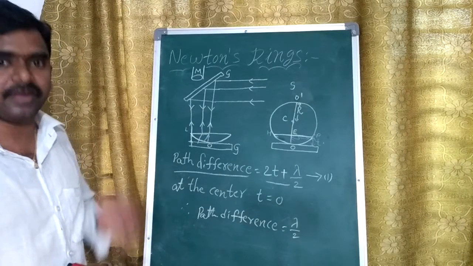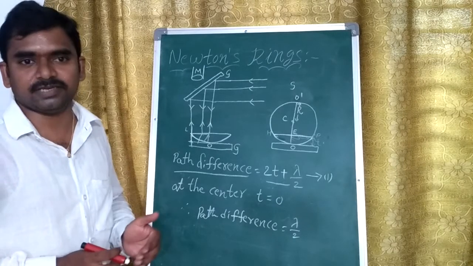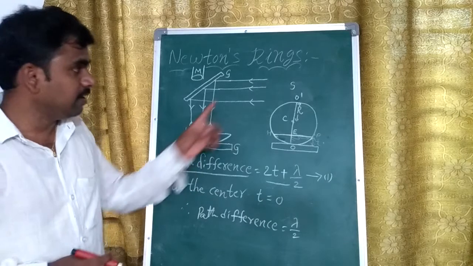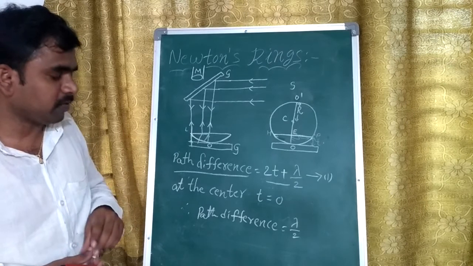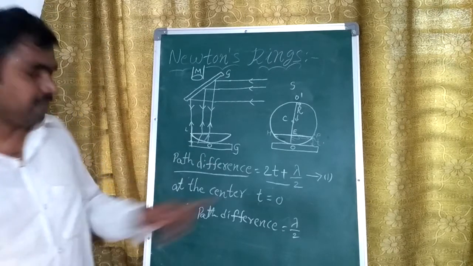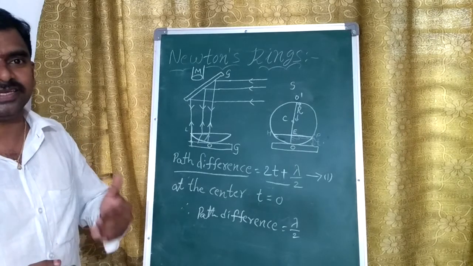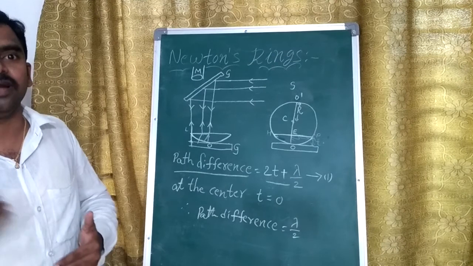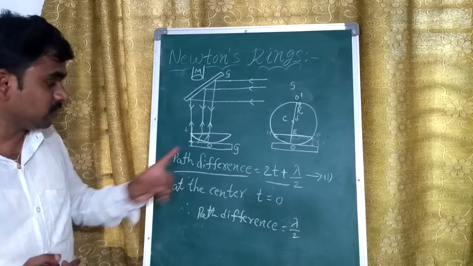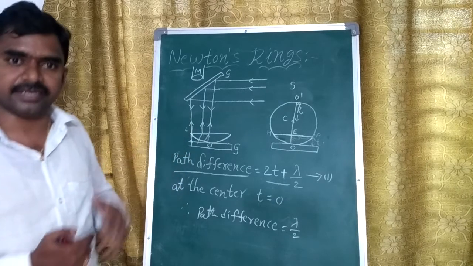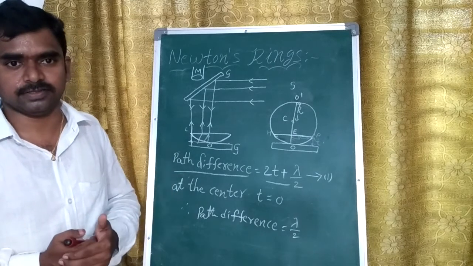Now our aim is to derive the relation between the radius of the ring and the wavelength of the source of light. Regarding that, we have to equate this path difference condition to our general conditions, that is the constructive interference condition and the destructive interference condition. For constructive interference, we observe the bright rings. Due to destructive interference, we observe the dark rings.